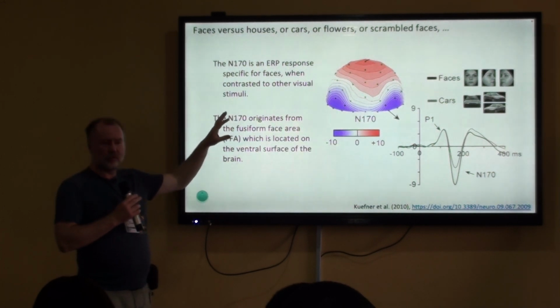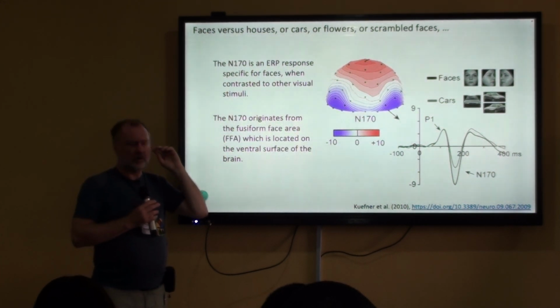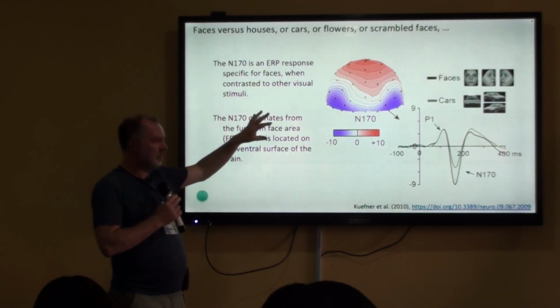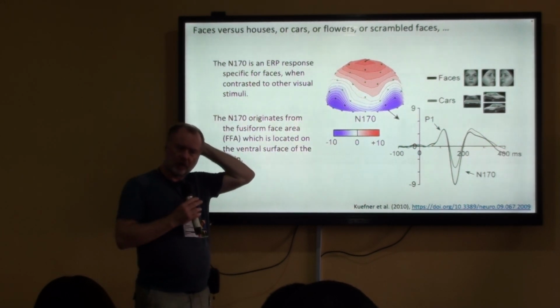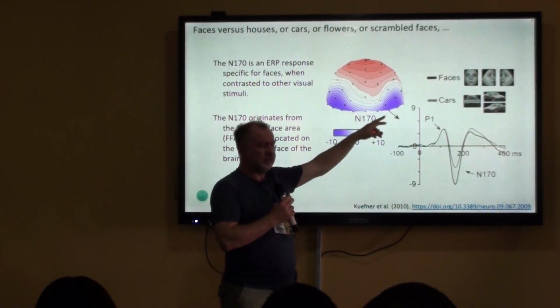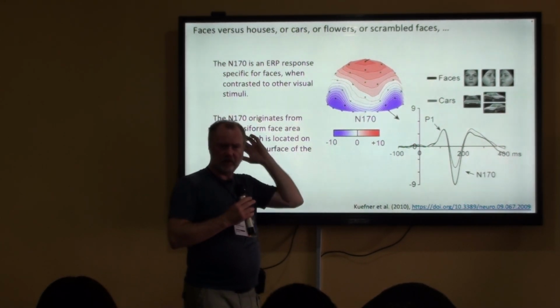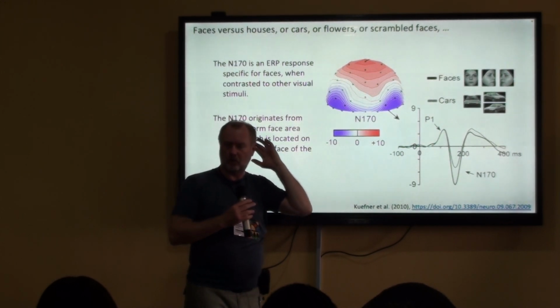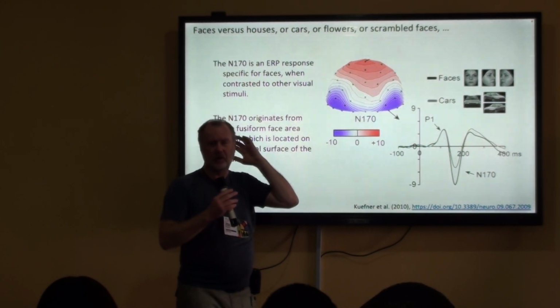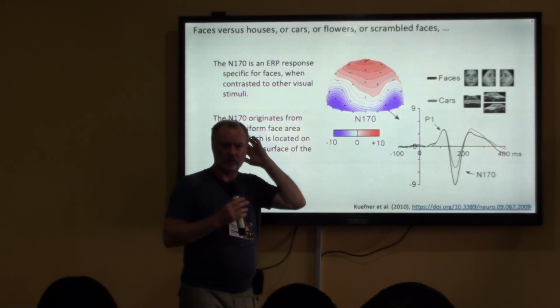So this is a spatial topography of the N170 component, where you should think of this being a view from the back of the brain. It's basically like this. And what you see is that there's activity here on the lower side on both hemispheres, and that is the negative activity, and that activity is strong 170 milliseconds after the presentation of the face and after the presentation of the house.